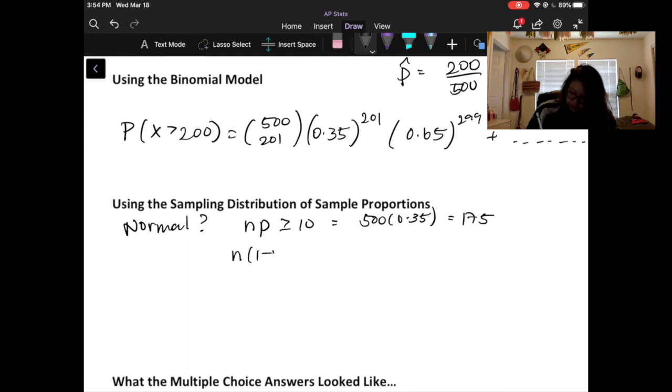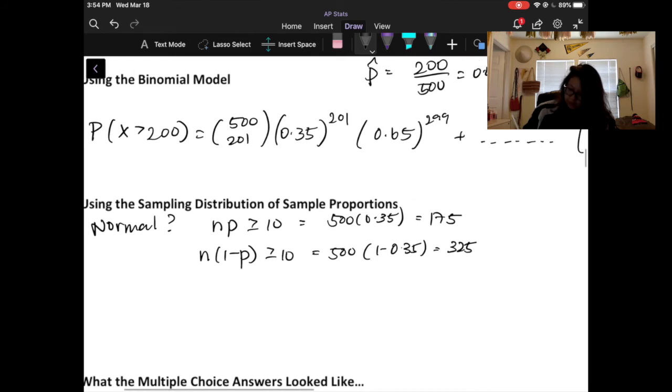Then we check the other condition. n times 1 minus p is greater than 10. So 500 times 1 minus 0.35 gives me 325. These are both greater than 10. Notice that these two add up to 500. That's how you know that you're right.